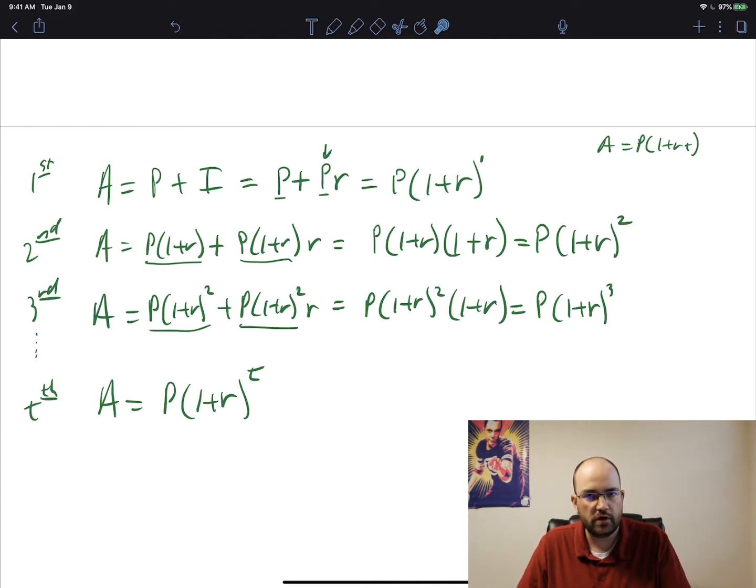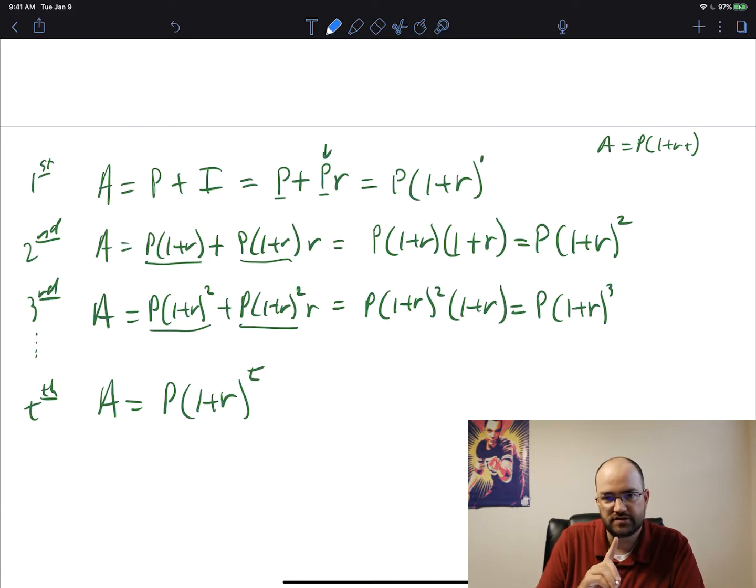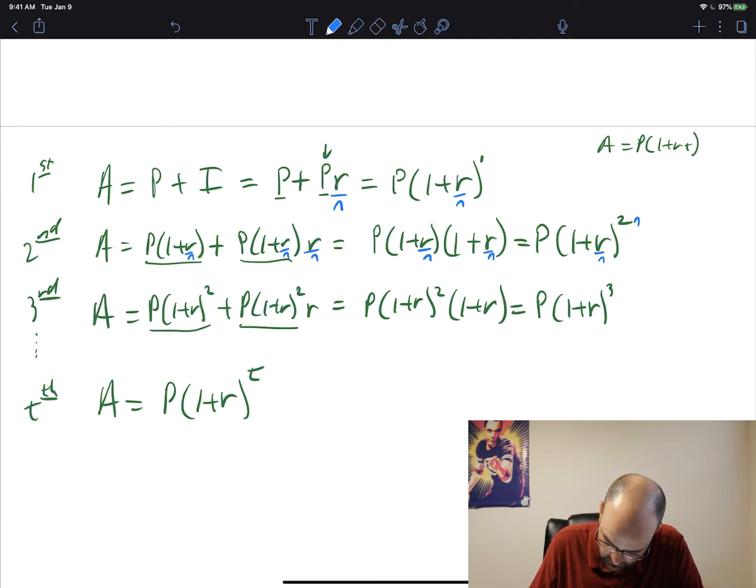Well, here's the thing. What if we're not compounding every year? What if we're compounding n times a year? Okay, so here, at the end of the first period, R isn't just R, R would be R over N. So you'd have an R over N there. So every one of these would have an R over N. So R over N, R over N, R over N, R over N, R over N, R over N. Awesome. And then we still need an R over N here, but there's also going to be an N here.